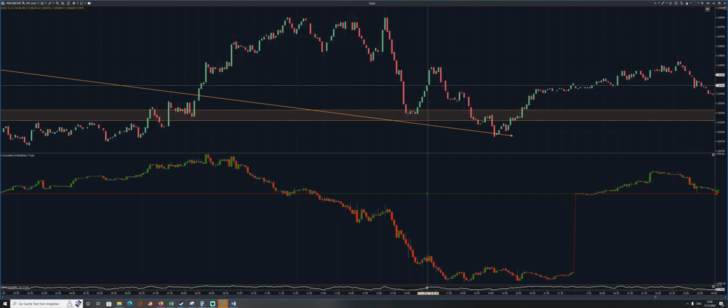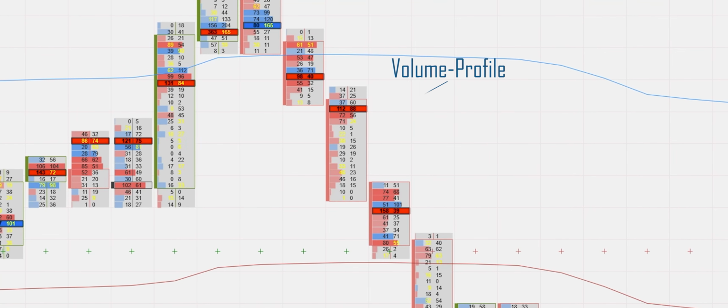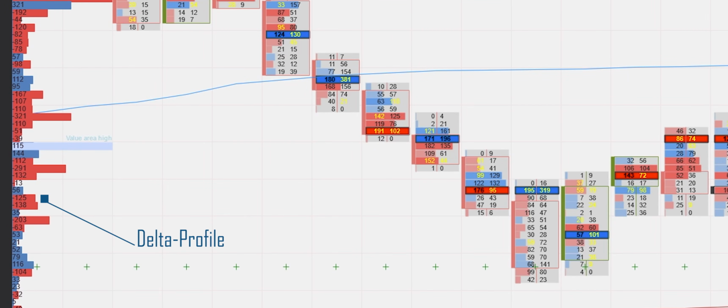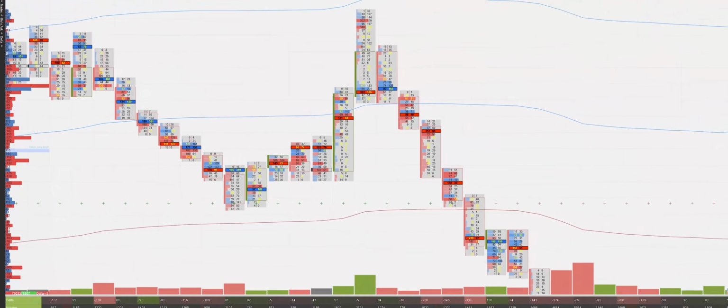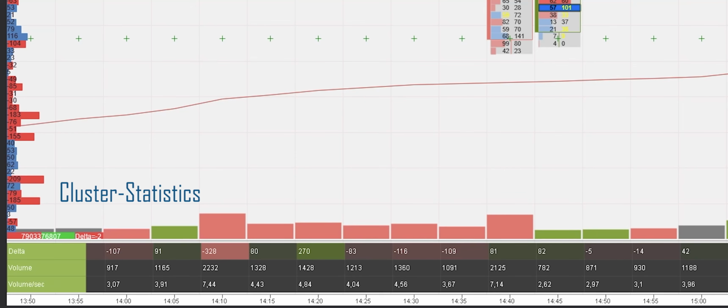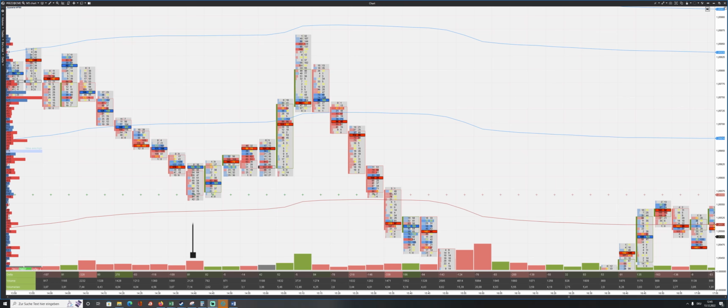Now we're going to hop into the footprint chart and I'm going to show you what I saw. First of all, here is what I use when I trade with the footprint chart. I'm using the volume profile, which is shown next to the candles. Then I use the horizontal delta profile on the left side, showing me whether there were more sellers or buyers on each price tick. On the bottom, you see the cluster statistics showing me the delta, the volume, and volume per second, so the speed of each candle. So I have the vertical as well as the horizontal volume in this chart.